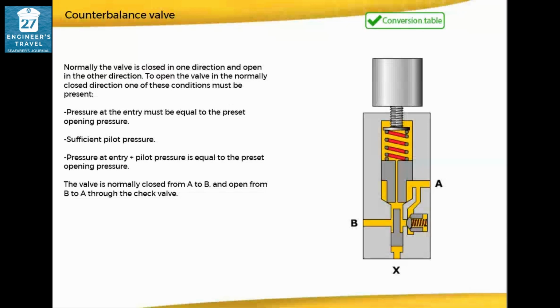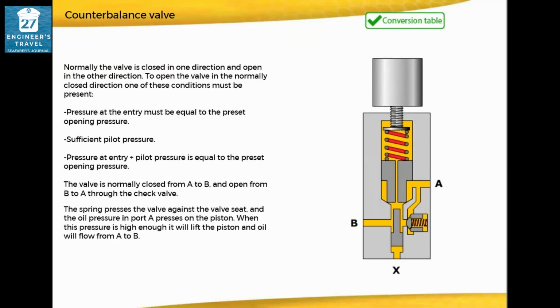The valve is normally closed from A to B and open from B to A through the check valve. The spring presses the valve against the valve seat, and the oil pressure in port A presses on the piston. When this pressure is high enough, it will lift the piston and oil will flow from A to B. The valve will also open if it is piloted in port X. Then the small piston will lift the big piston and oil will flow from A to B.